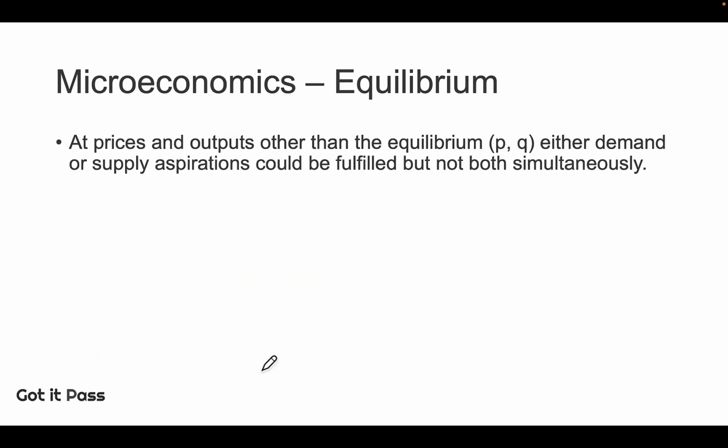At prices and outputs other than the equilibrium, that is P and Q, either demand or supply aspirations could be fulfilled but not both simultaneously. That means maybe at a particular price point, the demand of a particular consumer is satisfied, but the seller is not happy about this price, so they are not willing to offer an adequate quantity of goods in the market. So let's explain a bit more in the following.